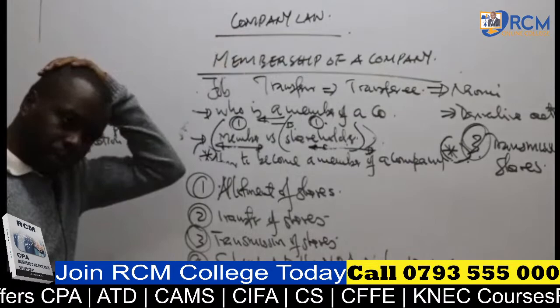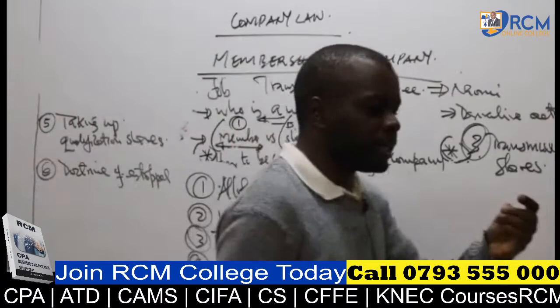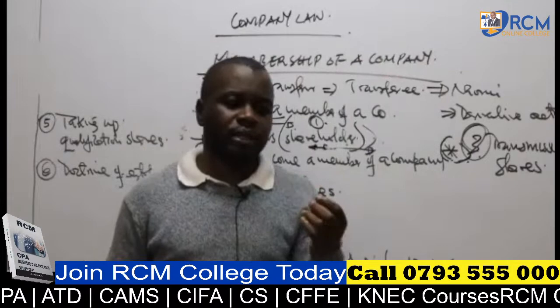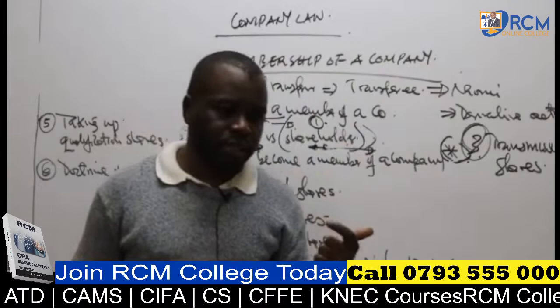So the first one, through allotment of shares. For example, if a company has done an initial public offer. So initial public offer simply means the company, it's a public company that has floated shares. So they have come up with a prospectus. We'll see later on what is a prospectus under the topic of share capital. So they have advertised that they are looking for people to buy its shares. Then you as a person, let's say, for example, in this case, it is Lamek. So Lamek basically subscribes or applies for the shares.